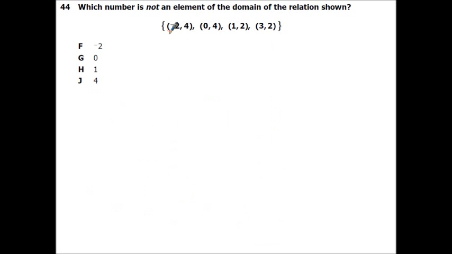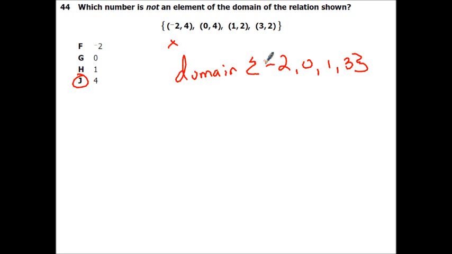Alright, which ordered pair is not an element of the domain of the relation shown? So in order for it to be a domain, that's the x value. So my domains are -2, 0, 1, and 3. So whichever one's not that. So -2, 0, 1, and 4. So 4 is the only one that's not contained in this. Remember, your other ones, your y values, are your range.